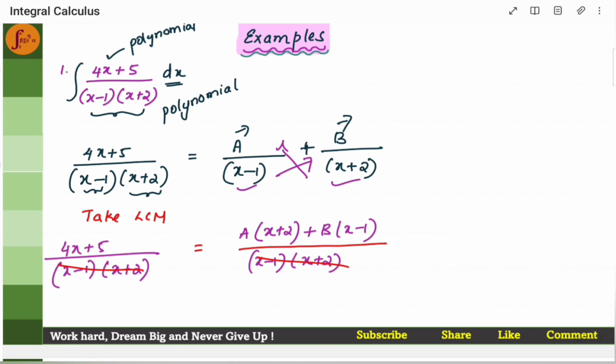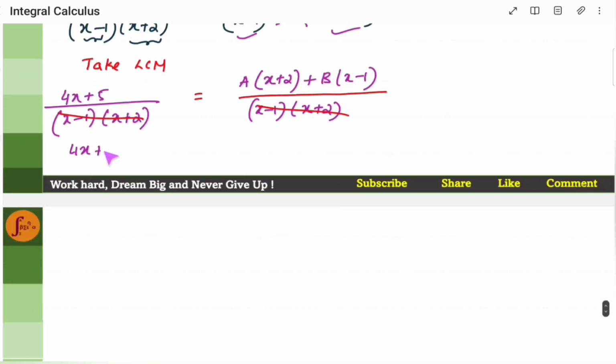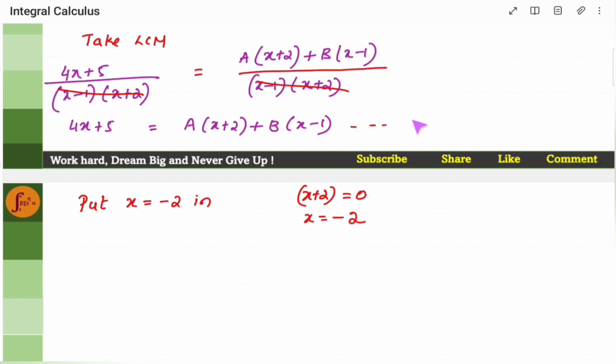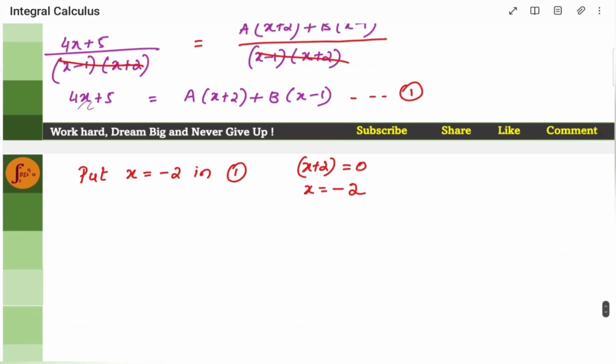So now what am I left with? I get 4x plus 5 is equal to a into (x plus 2) plus b into (x minus 1). Now I'll have to find the values of a and b. What I do is, I take x plus 2 equal to 0. So I get x is equal to minus 2. Now I substitute x is equal to minus 2 in the entire equation.